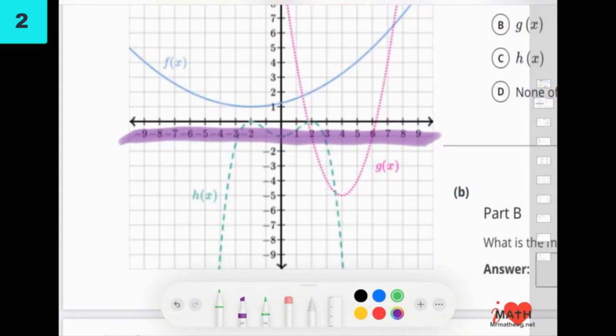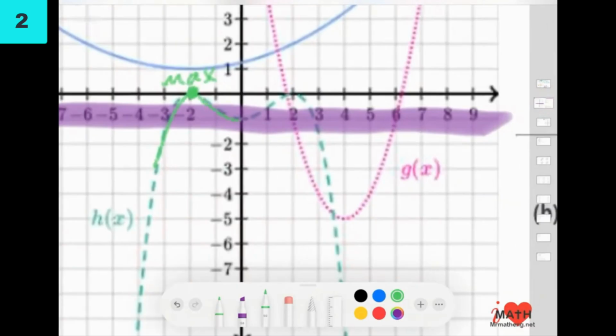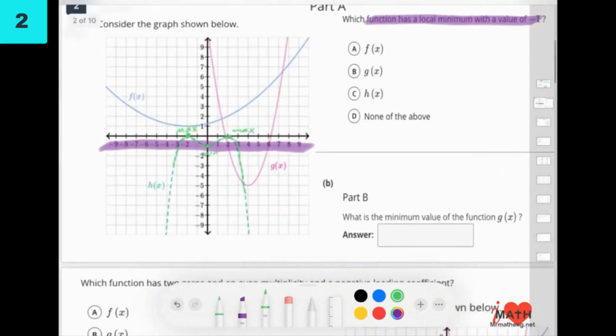And if you look at h of x, here is a maximum, and then it goes this way and hits here. This is a minimum. There you have a max. Okay, so that means, which one of these? That would be h of x.